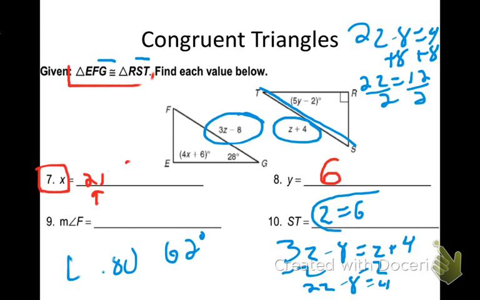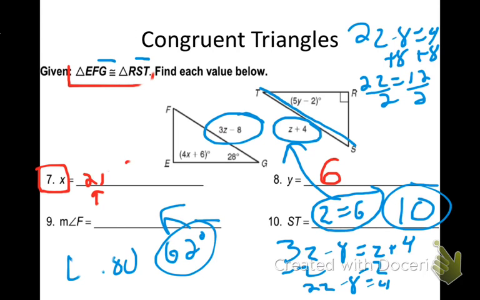And then, remember, I always need to go back in and plug it back in to make sure I solve it correctly. 6 plus 4, ST would be a length of 10 units. So I realize, a lot going through there, but using what you know, you can solve for a lot of these indicated parts.